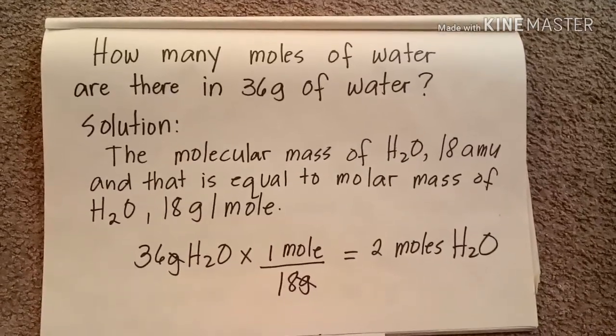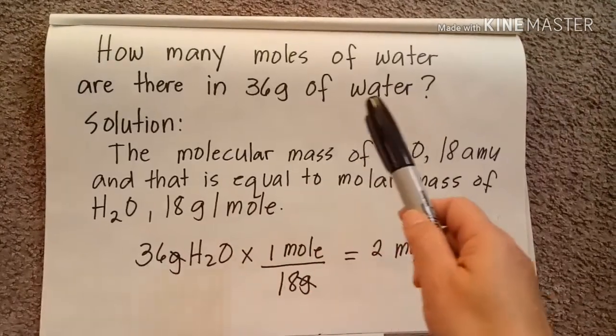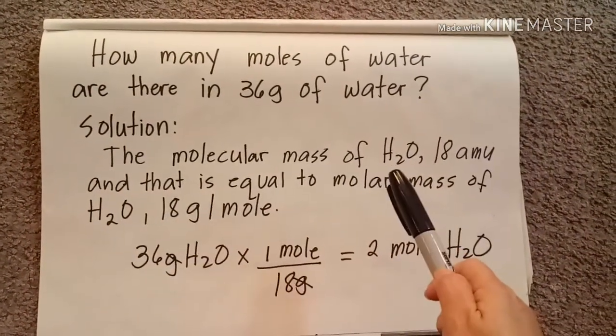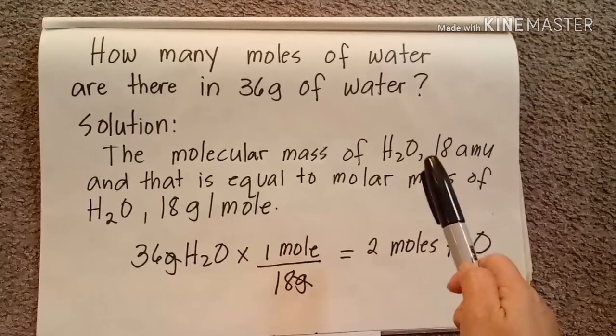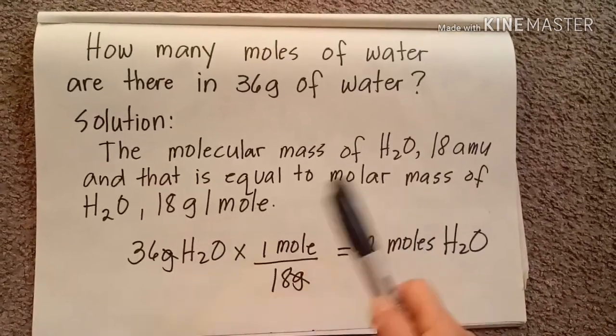Alright, so let's have another sample problem. How many moles of water are there in 36 grams of water? So for the solution, the molecular mass of H2O or water is 18 AMU or atomic mass unit. And that is equal to the molar mass of water, which is 18 grams per mole.